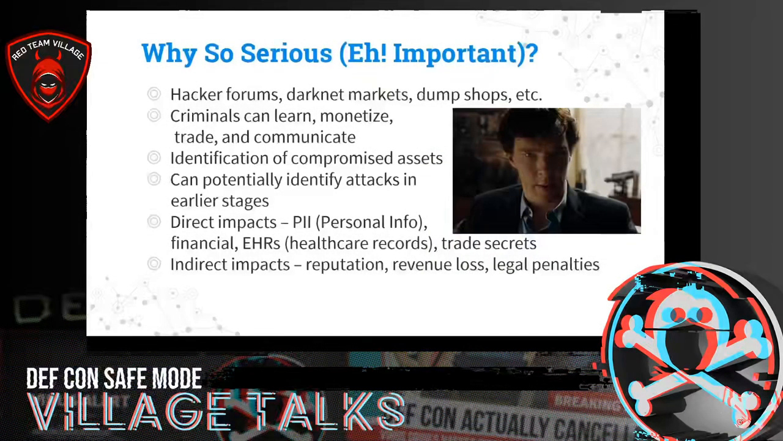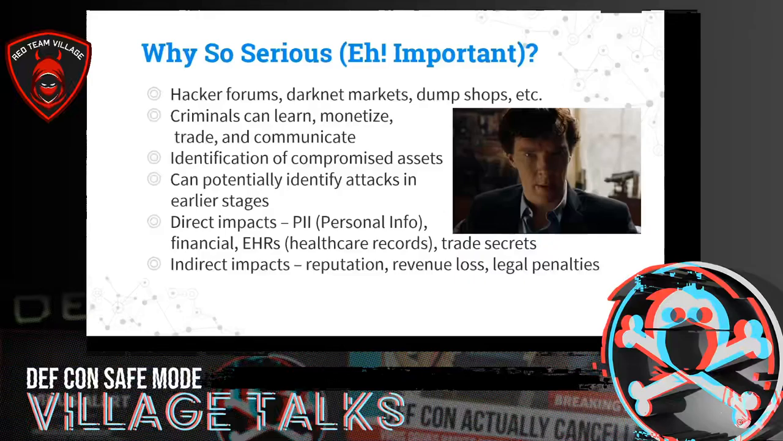So why is it serious? Why is threat hunting on the dark web really important? What's so big about that? As I told you, there are many forums, marketplaces, and dump shops where criminals or actors learn new methods and techniques on the dark web. They monetize their skills, they trade their exploits or tools, or even drugs and weapons. And they communicate with each other, and they share their ideas for new attacks.